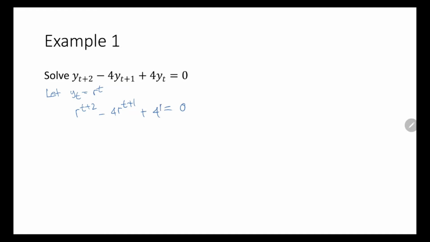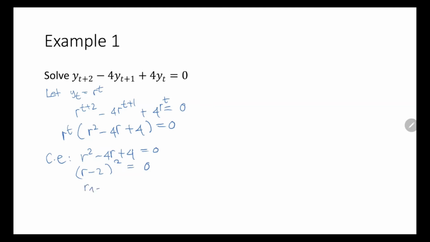And we can take out the r to the power of t, and we will get r squared minus 4r plus 4 equal to 0. Then the characteristic equation is just r squared minus 4r plus 4 equal to 0. And we can factorize this: it is just (r minus 2) squared, right? In this case, we have r1 equal to r2 equal to 2.